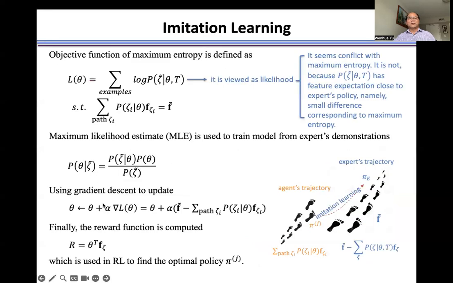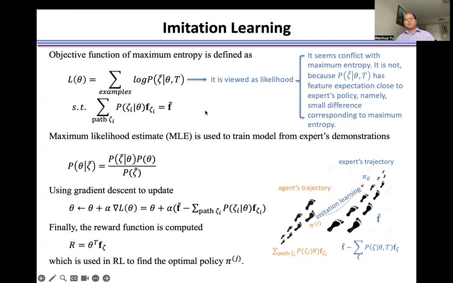Let's see how we can use the maximum entropy method to find the reward R. To do so, let's define an objective function of the maximum entropy, like here. And this is the expectation of this log P. And now we can view this P as a likelihood in Bayesian theory and satisfy this constraint.